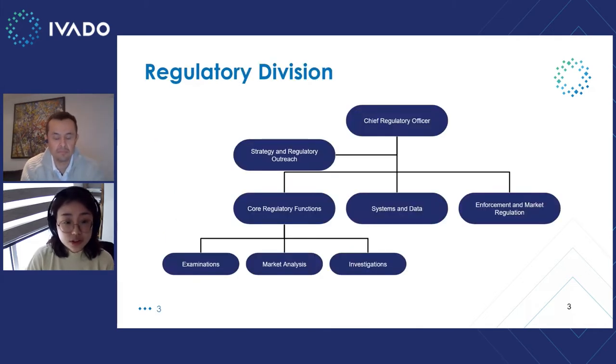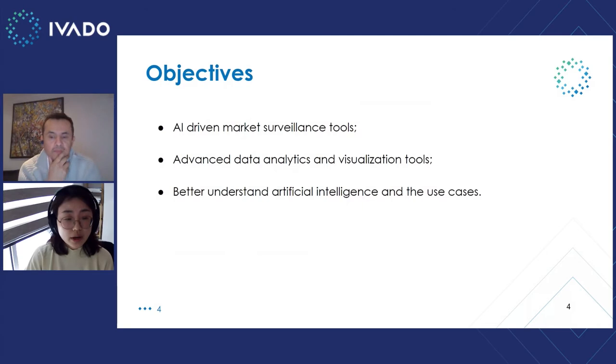I work for the regulatory division. The regulatory division is a self-regulatory organization, and our mission is to ensure the integrity of the derivative markets. I work for the system data team. Our team is responsible for all the regulatory data collected by the division and all the technological systems used by the division and the different initiatives, especially artificial intelligence.